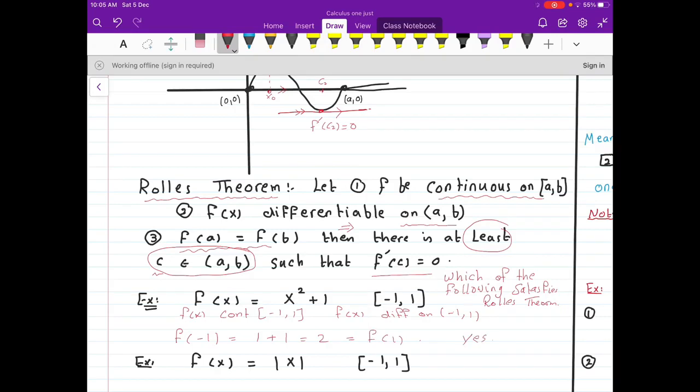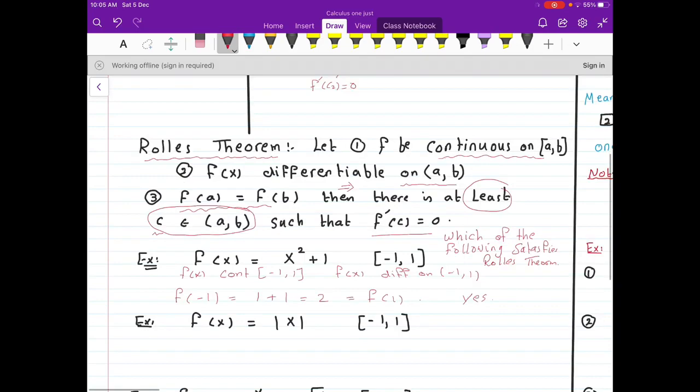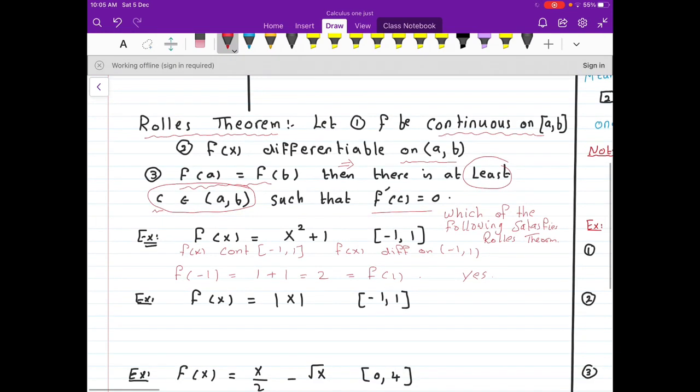yes. السؤال الثاني اللي حنسأله: find c that satisfies Rolle's theorem. So, هل هذا الفانكشن f(x) equal the absolute value of x on the interval [-1, 1] يحقق الRolle's theorem؟ واضح أول شرط holds. Now f(x) continuous on the interval [-1, 1], why? The absolute value function is continuous on R. نتذكر رسمة الابسوليوت value للx.